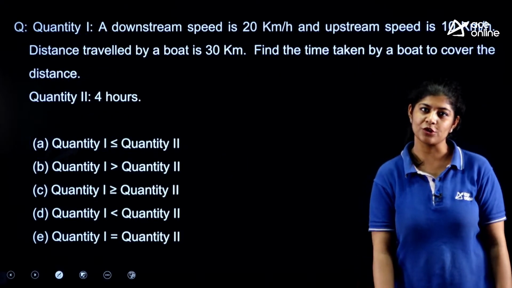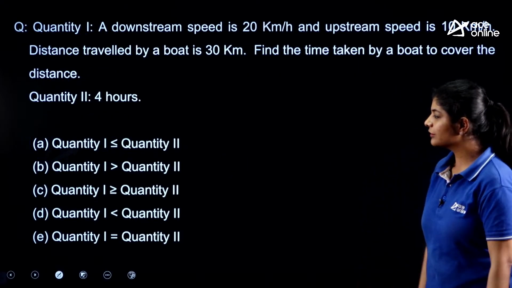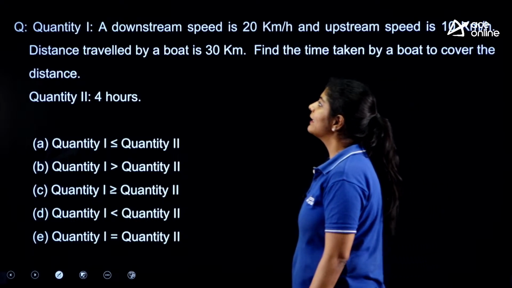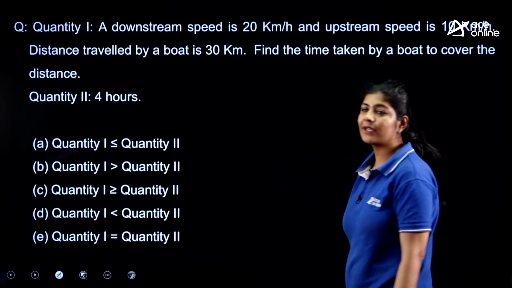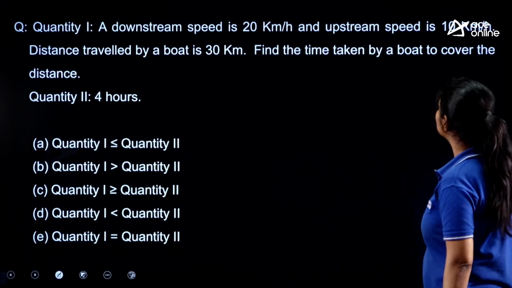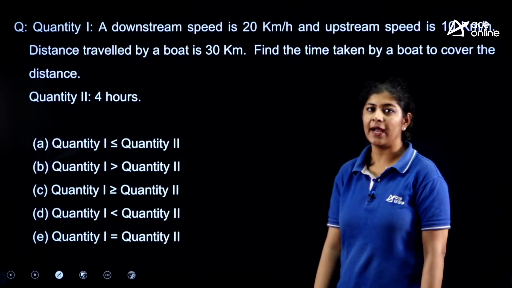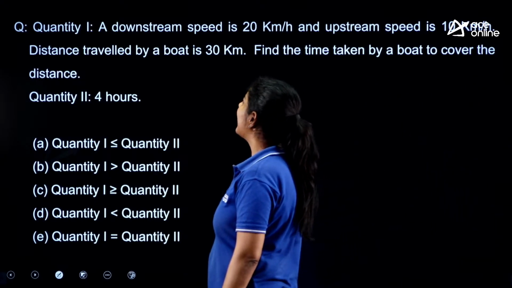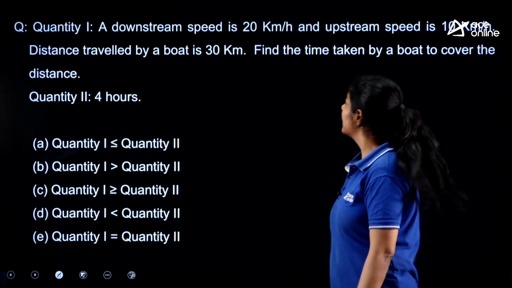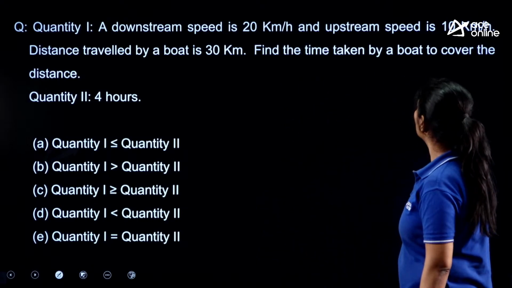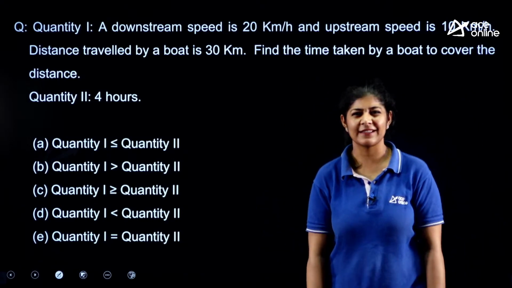And the last question of today's session. So the quantity 1 is saying that a downstream speed is 20 kilometers per hour and upstream speed is 10 kilometers per hour. Distance travelled by a boat is 30 kilometers. Find the time taken by a boat to cover the distance. This is a very simple question.